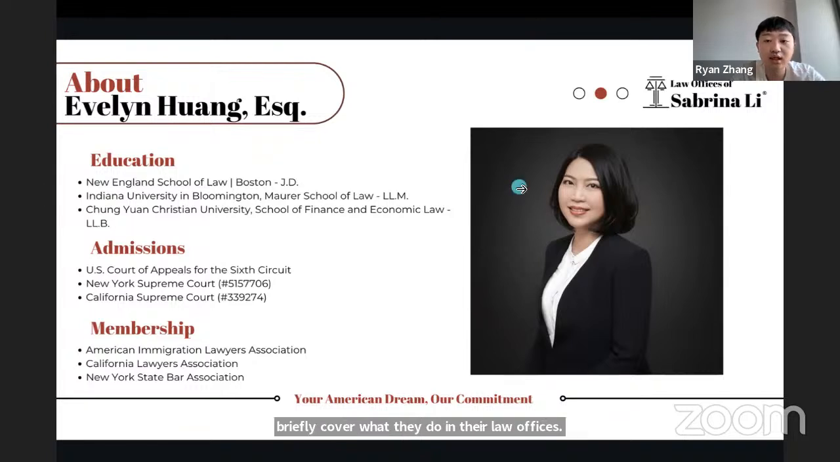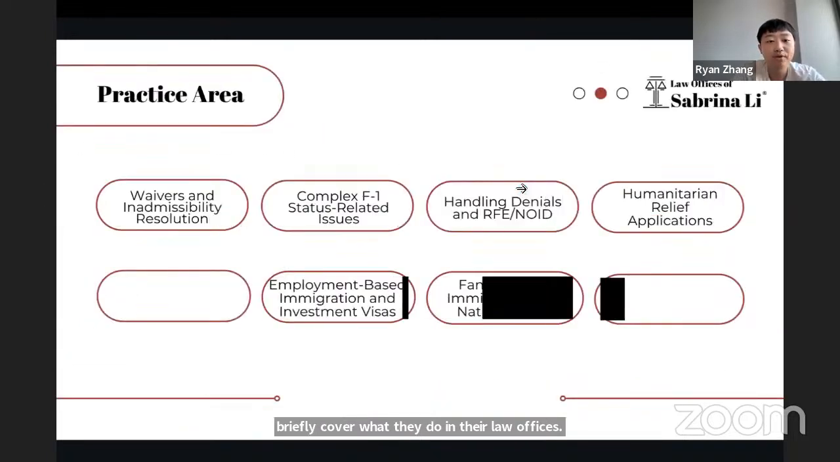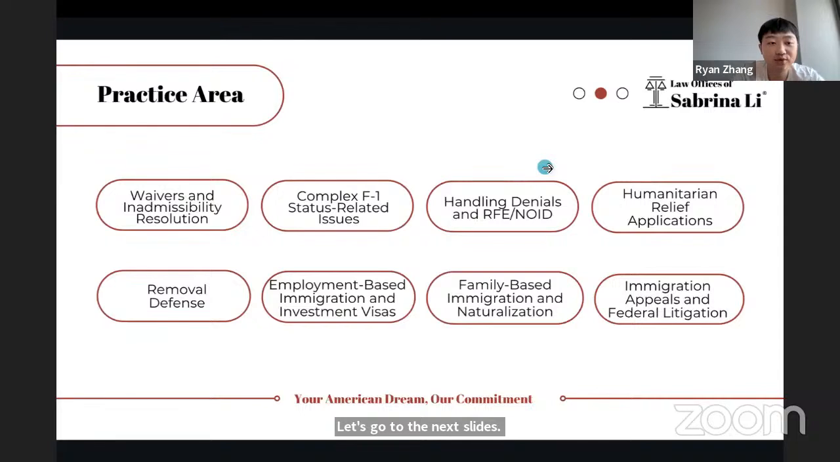Let's go to the next slides. All right, so you guys can read from these slides. This is the practice areas of Law Office of Sabrina Lee. You can see complex F1 status related issues, RFEs and IDs, and also other visa applications as well when it comes to green card and other H1B visa, work visa, and those types.